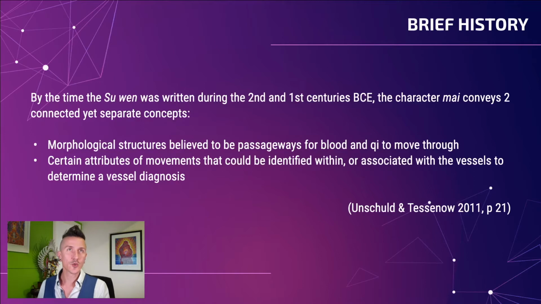So by the time the Su Wen was written during the 2nd and 1st centuries BCE, the character Mai conveys two connected yet separate concepts. So one was the actual literal structure through which qi and blood was understood to move. Remember a few slides back, it was not determined exactly whether it was blood or vapor that was flowing through these vessels.